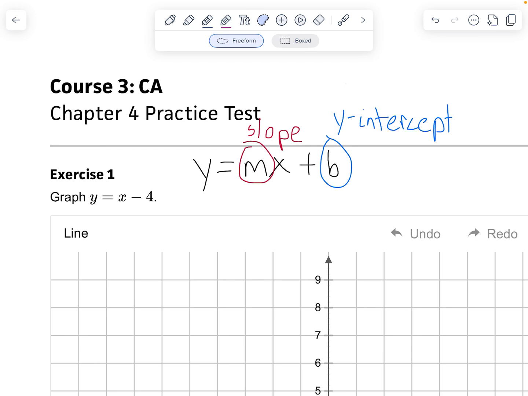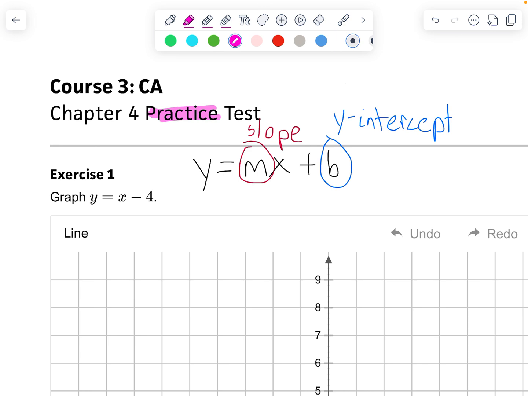This is the Chapter 4 practice test. So we're going to go through this and, ooh, that didn't work. All right, we're going to go through this and see what we can do here. I've already started a little bit. We're going to run through it. I'm not going to do every single problem. All right, here we go.